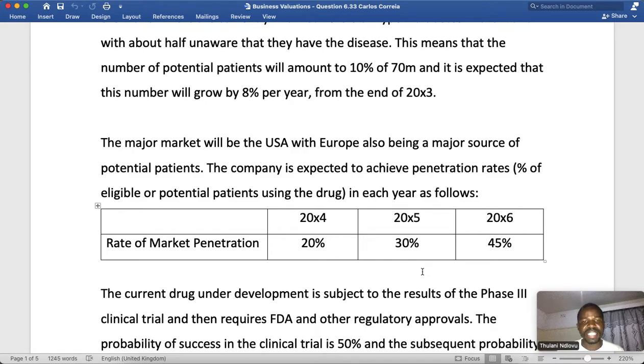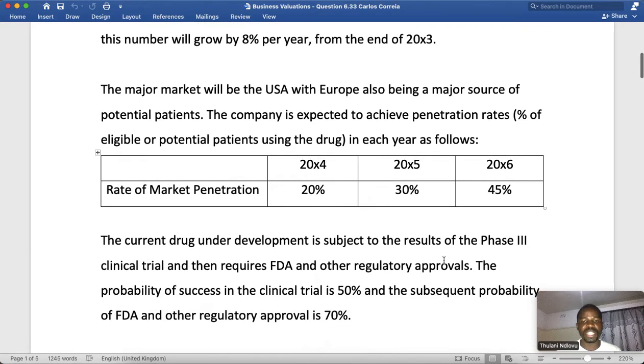The company is expected to achieve penetration rates, the percentage of eligible or potential patients using the drug in each year. Rate of market penetration in 20x4, 20% of eligible patients will use this drug, 30% in 20x5, and 45% in 20x6.